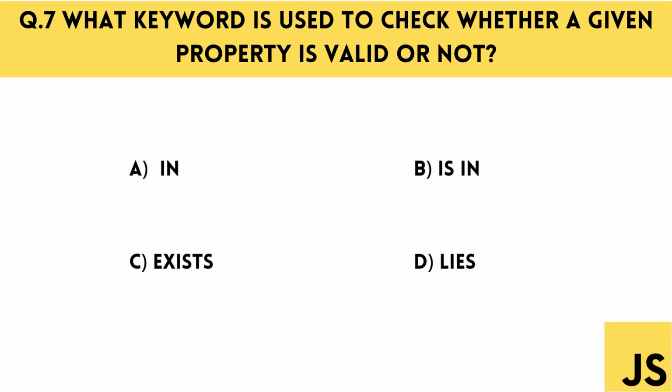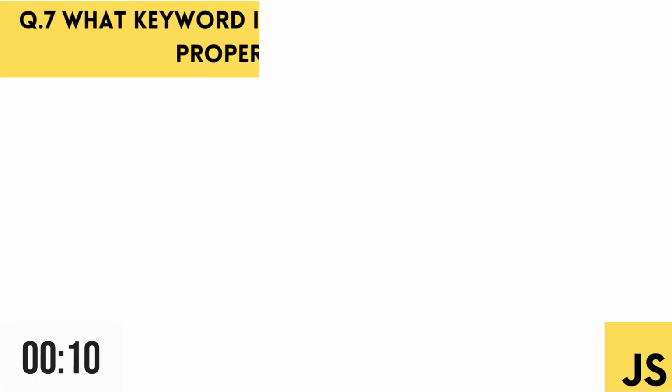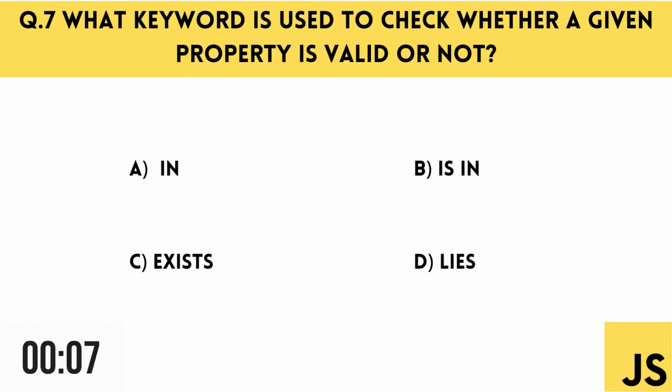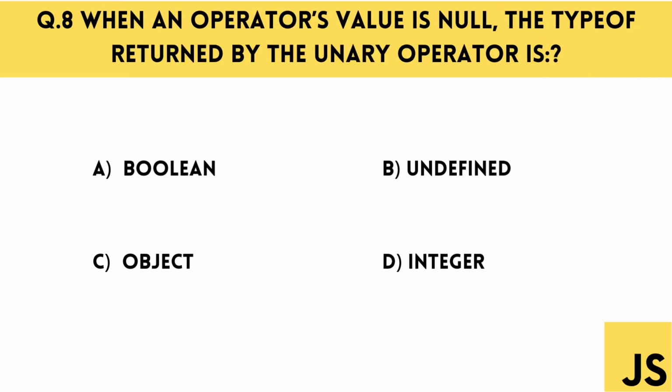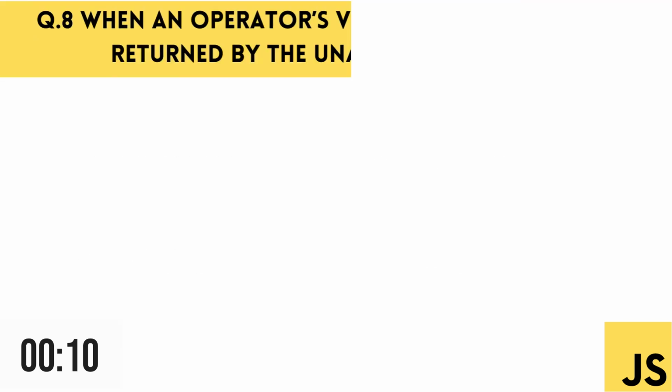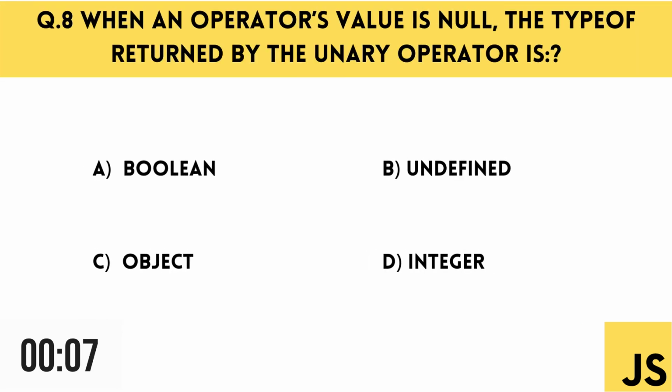What keyword is used to check whether a given property is valid or not? Option C, in. When an operator value null, the type of returned by the unary operator is. Option C, object.